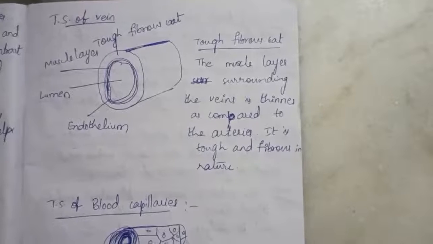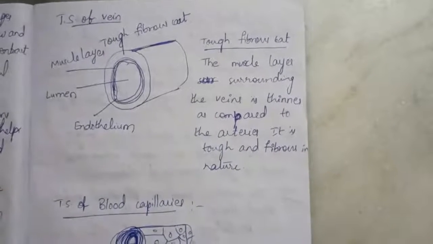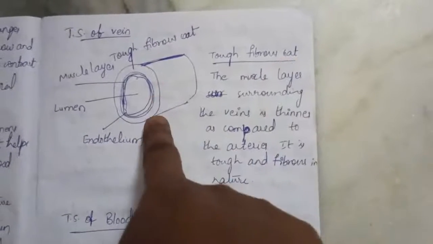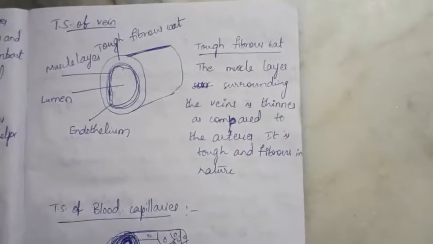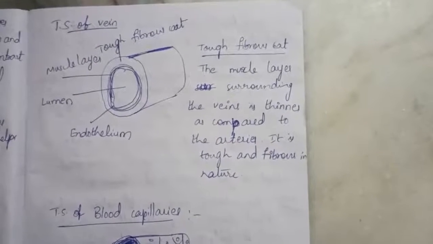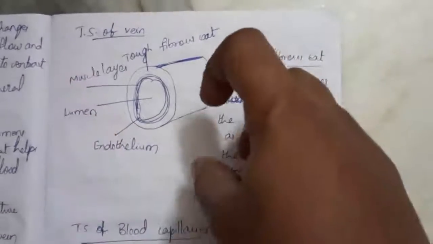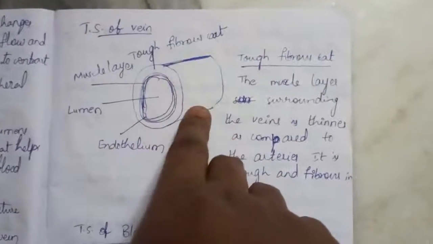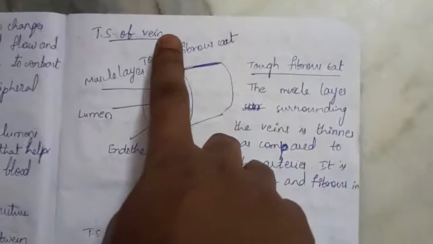Tough fibrous coat. Arteries are rigid, veins are not rigid, less rigid. And coming to the coating, veins have a tough fibrous coat, and arteries have a smooth fibrous coat. The fiber name itself indicates that whenever the blood flows, it will expand in size. The muscle layer will expand the diameter of the vessel, so the muscle layer is useful for that. And the lumen in the case of veins is bigger than in arteries.